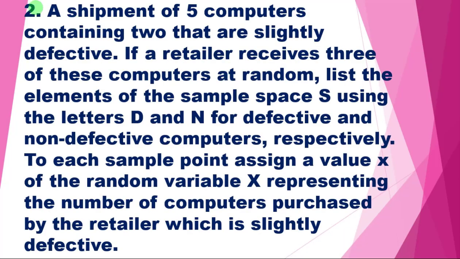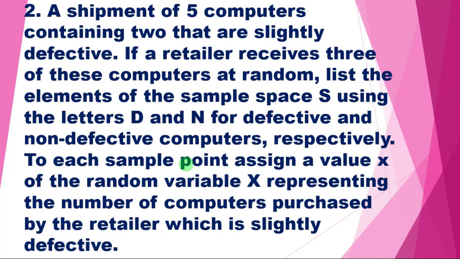Okay, next. Another one. A shipment of 5 computers containing 2 that are slightly defective. So 2 out of 5 computers shipped are slightly defective. If a retailer receives 3 of these computers at random, list the elements of the sample space S using the letters D and N. D stands for defective and N stands for non-defective computers, respectively.